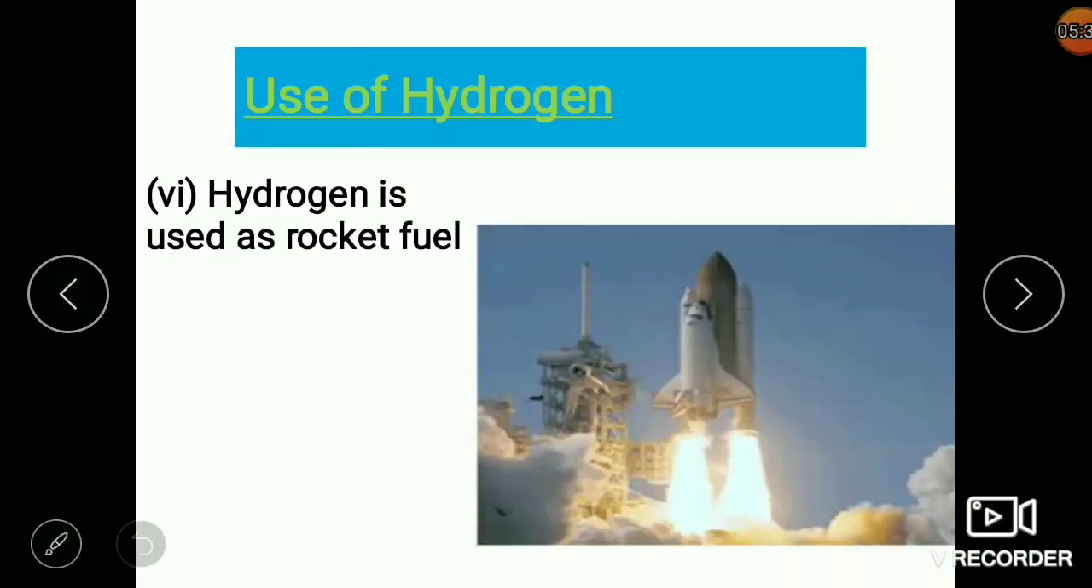The last use of non-metal listed here is hydrogen. Hydrogen is used as a rocket fuel. When hydrogen is burnt in oxygen, it produces a lot of energy, and that energy helps the rocket to uplift and to escape the gravity of earth. So hydrogen is used as a rocket fuel.